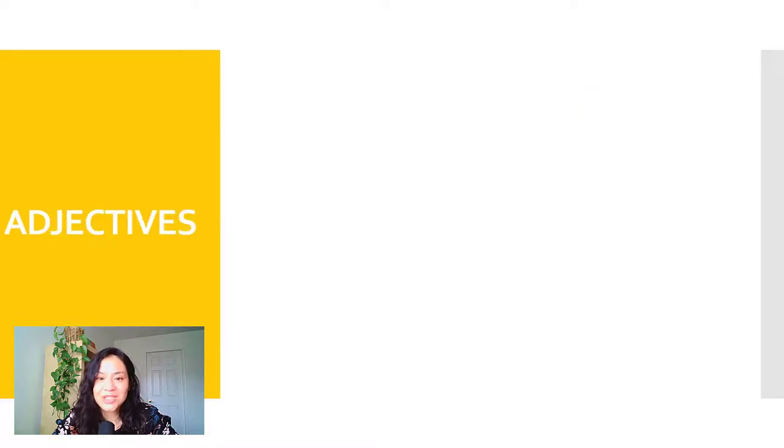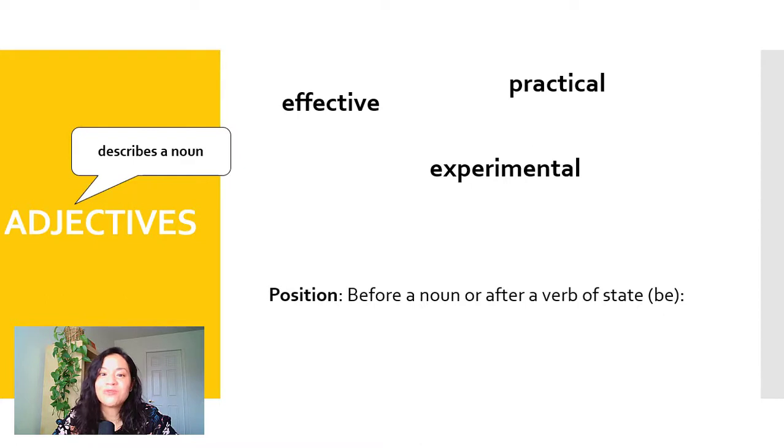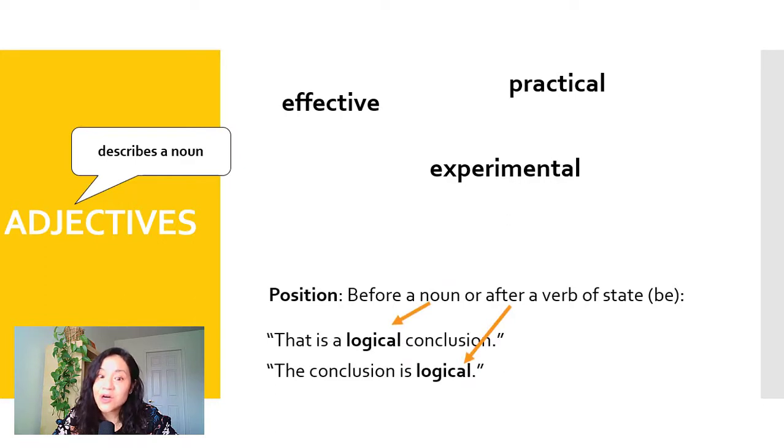Let's move on to adjectives. An adjective describes or gives more information about a noun or pronoun. For example, effective, practical, experimental. An adjective will come before a noun or after a verb of state. For example, that is a logical conclusion, or the conclusion is logical.